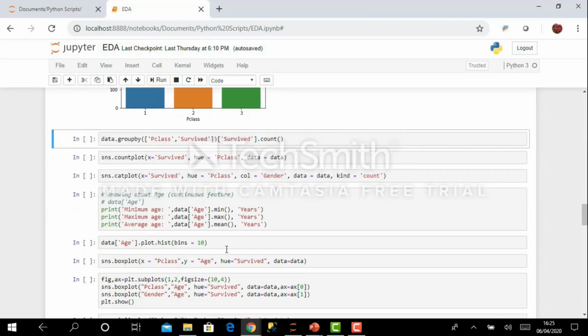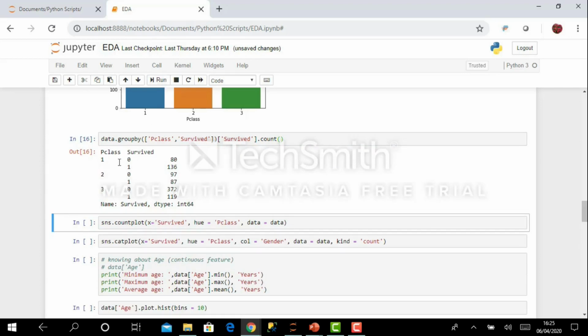Okay, the next functionality here, I am grouping the data based on Pclass and Survived, and again I'm printing the count of the total number of records in each group. So you can see, as there are 3 classes, and in each class there are passengers who survived or did not survive, so actually there are 6 groups in total, right? So 3 into 2, 6. So you can get the count of passengers.